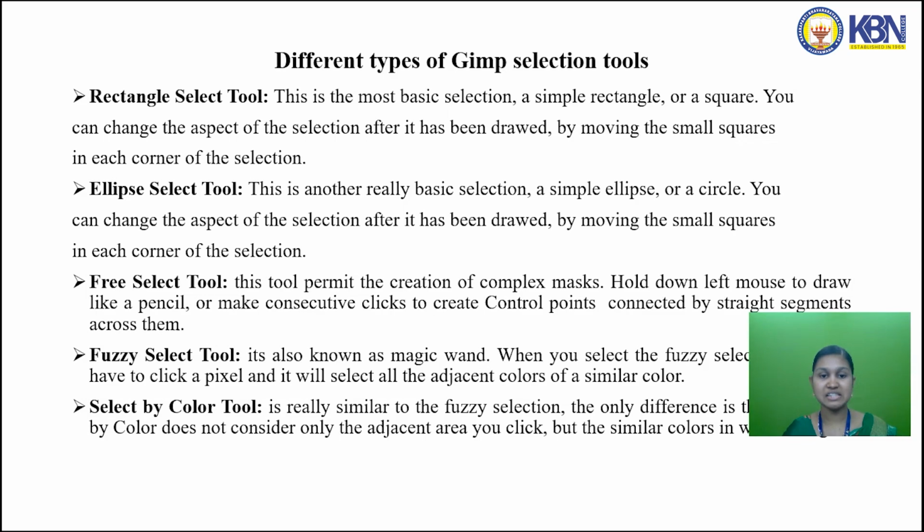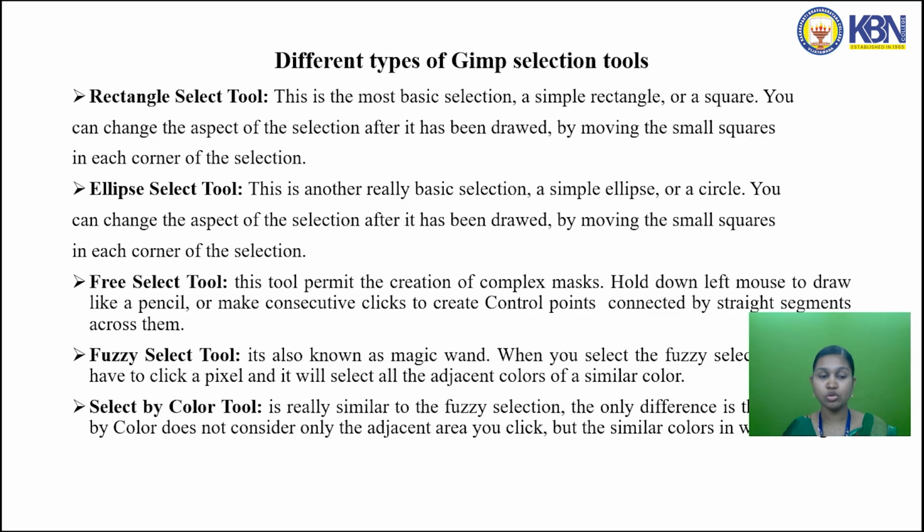Now the fuzzy select tool. It is a magic wand. The fuzzy select tool means you have to represent it like pixels. Pixels means, in the second unit we learned the unit points. For example, an image has units from 100 to 600. In that particular range you have to fix the X cross symbol that should be represented by the image pixels. That pixel selects all adjacent colors of similar colors.